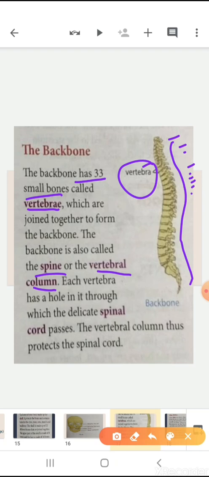Okay. Each vertebra has a hole in it through which the delicate spinal cord passes. The vertebral column thus protects the spinal cord. Okay.